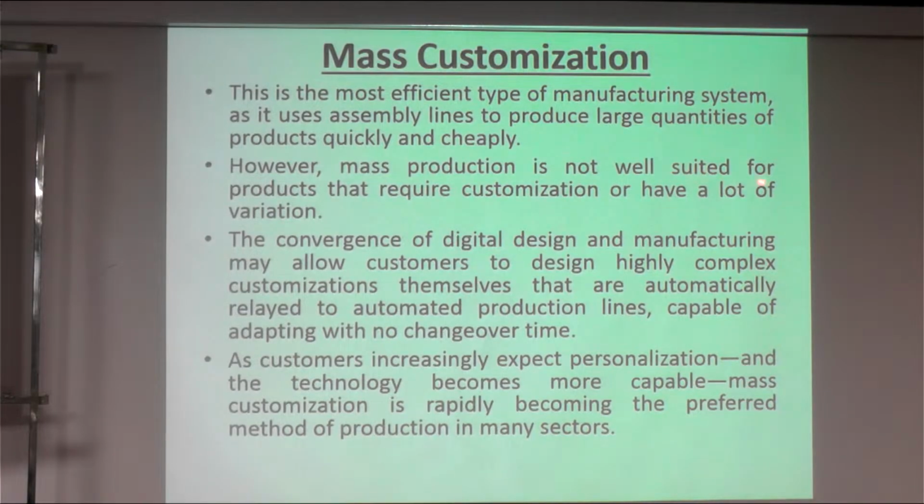However, mass production is not well suited for products that require customization or have a lot of variation. The convergence of digital design and manufacturing may allow customers to design highly complex customizations themselves that are automatically relayed to automated production lines capable of adapting with no changeover time. So as customers increasingly expect personalization and the technology becomes more capable, mass customization is rapidly becoming the preferred method of production in many sectors.